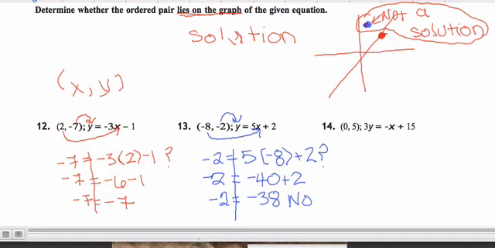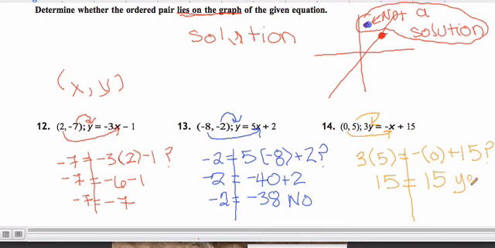And let's look at, this is x, this is y. So is 3 times 5 equal to -0 plus 15? Question. All right, 3 times 5 is 15. And -0 is just 0, so is 15 equal to 15? Yes. And that means that the point is on the line.